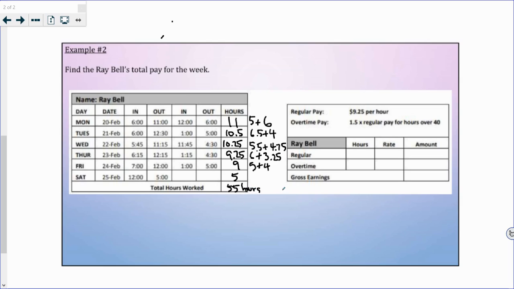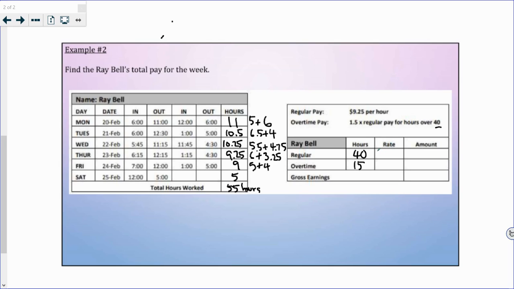All right, now we need to find his total pay. Well, he gets $9.25 per hour for regular pay. And he earns time and a half, 1.5 times the regular pay, for anything over 40 hours. So that means he's working 40 regular hours. And if he works 55 total hours and 40 of them are regular, then 15 of them are overtime.